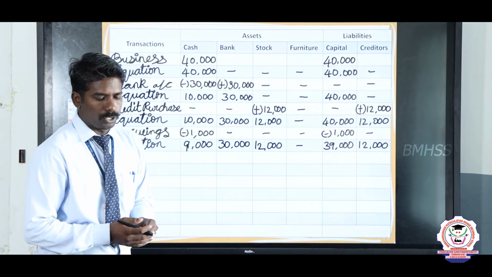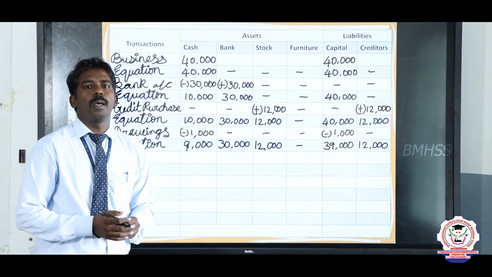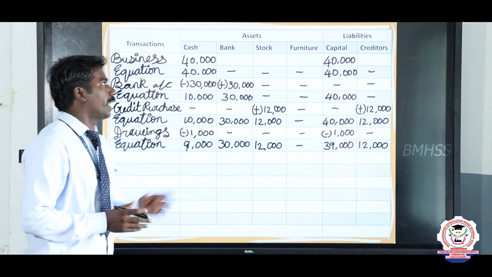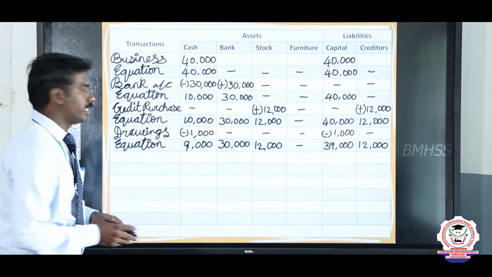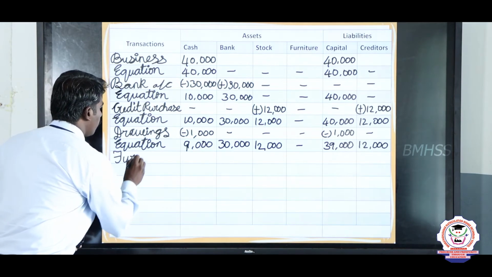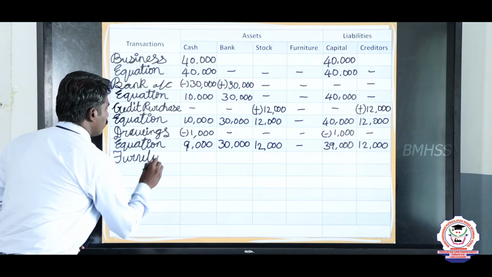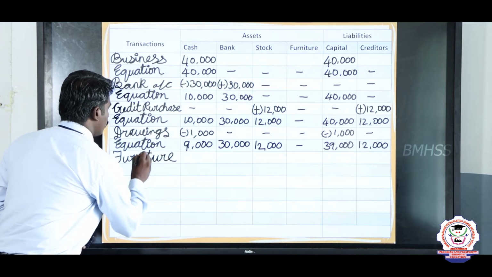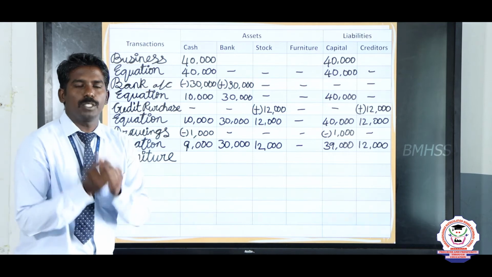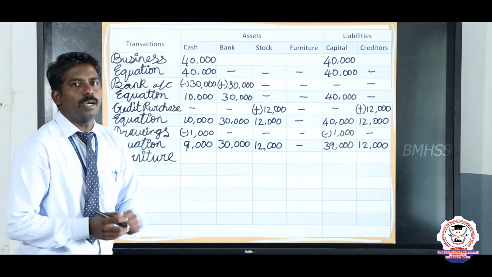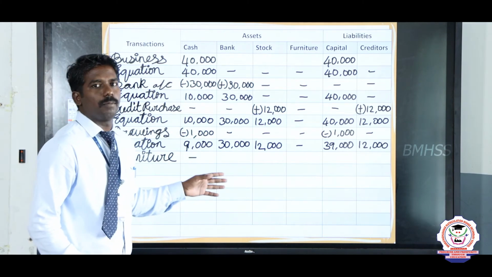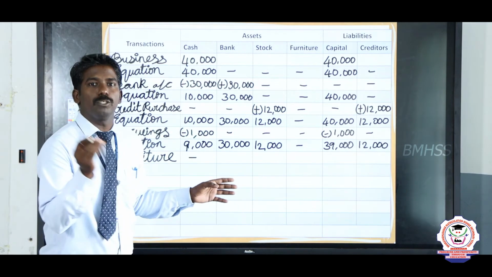Bought furniture by using debit card, 10,000 rupees. So write in the transaction column, furniture. So when we bought 10,000 rupees worth of furniture by using a debit card, there is no change in the cash column. In the bank column, we bought furniture by using a debit card.